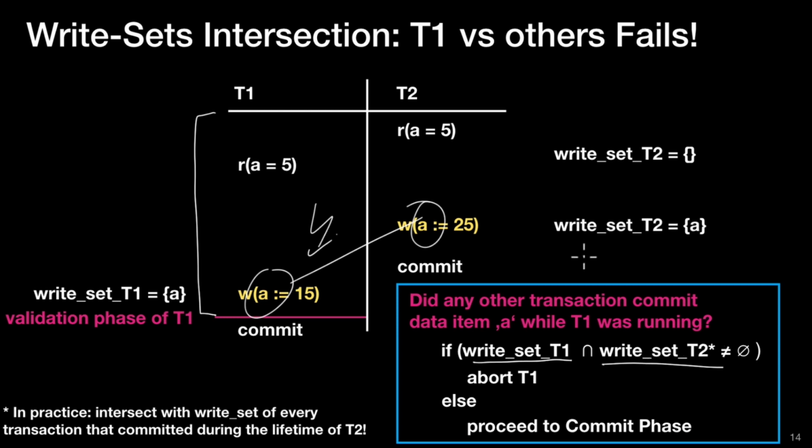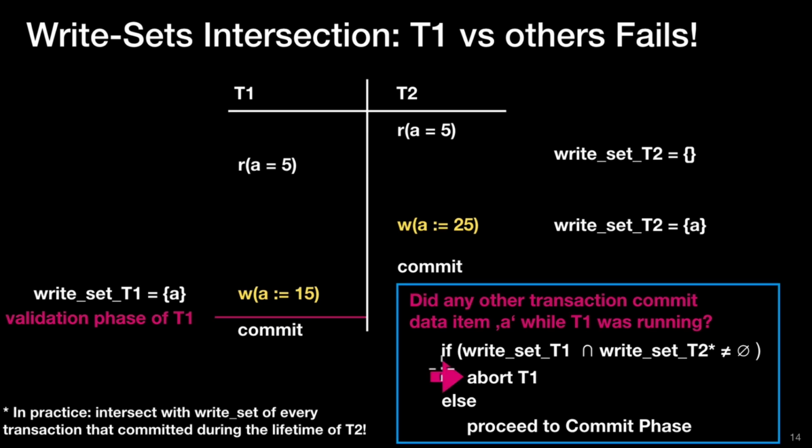This contains an A, this contains an A. So if I intersect the two, the intersection is non-empty, and therefore I have to abort this transaction. The validation phase fails. Therefore, T1 is aborted and its actions will not find their way into the database system.